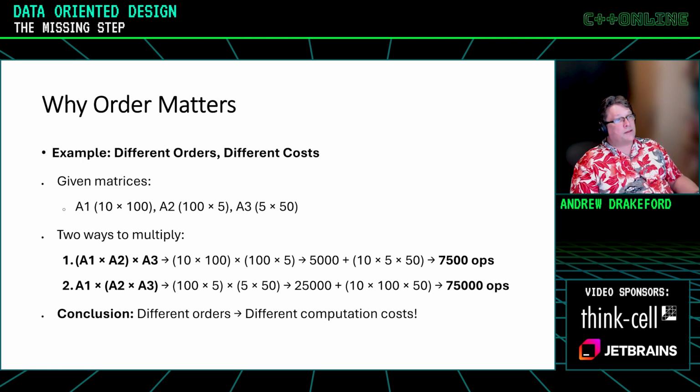If we put some sizes to these things and say A1 is a 10 by 100, A2 is 100 by 5, and A3 is a 5 by 50, and we look at the two ways of multiplying, A1 times A2, and then multiply by A3, that works out to be about 7,500 ops. And then A1 times the product of A2 and A3, and that's 75,000 operations. If we could figure out the optimal way of doing this multiplication, we could probably save some time.